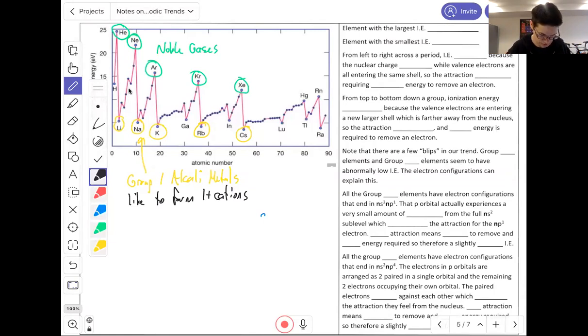So let's answer some of these questions then. So the element that seems to have the highest or the largest ionization energy is which one?